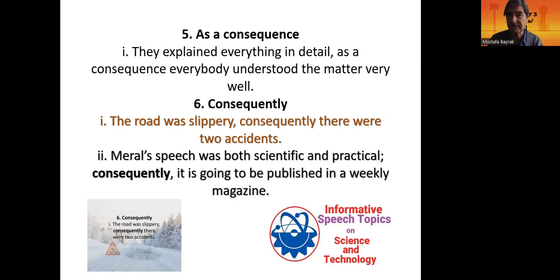Consequently, as a consequence, as a result. Consequently, the road was slippery. Consequently, there were two accidents, unfortunately. Roman number two. Meral's speech was both scientific and practical. Consequently, it is going to be published in a weekly magazine. Meral's speech is going to be published in a weekly magazine. Why? Because it was scientific and practical, so it is going to be published in a weekly magazine.